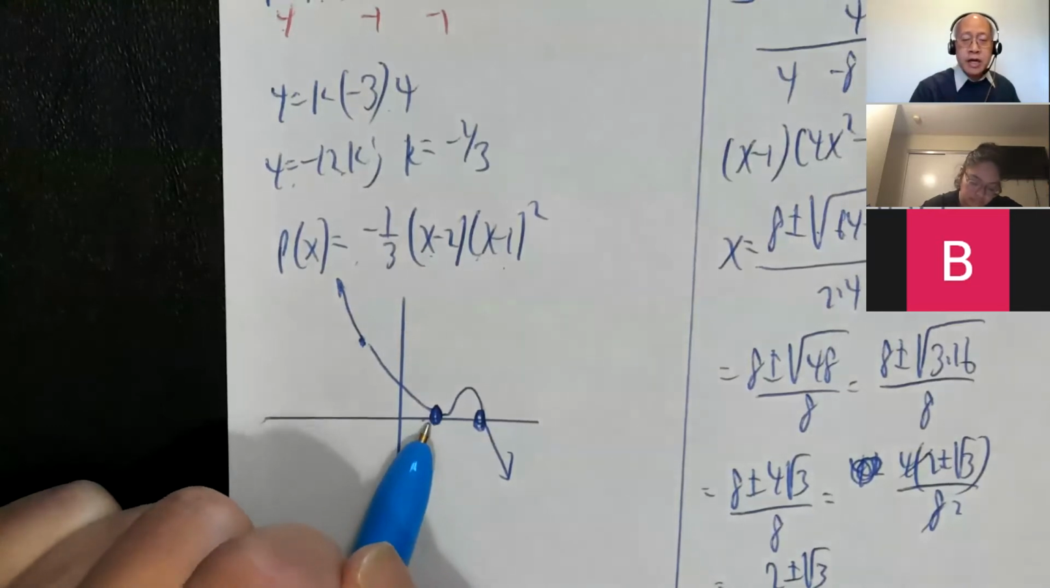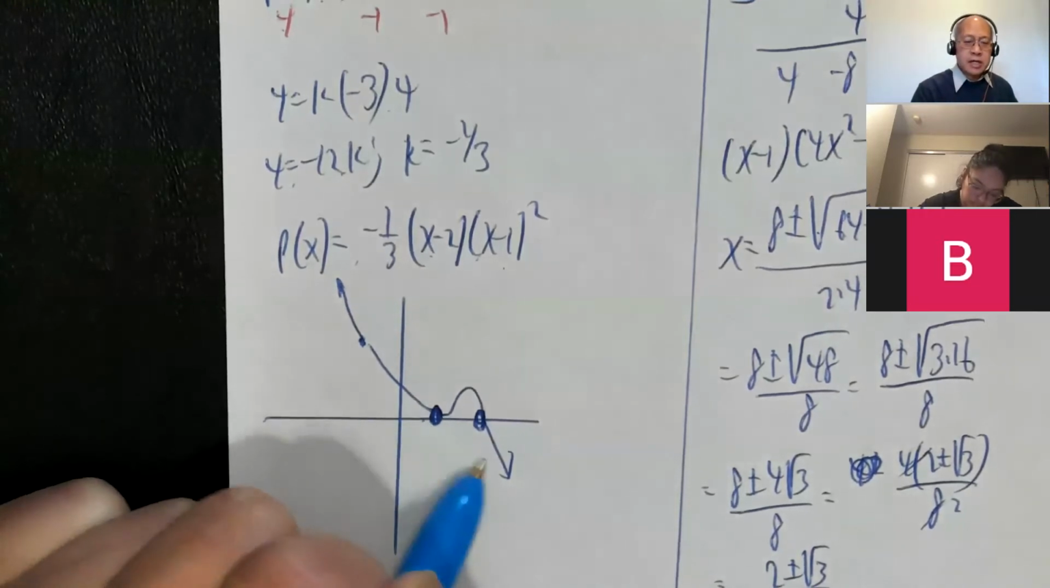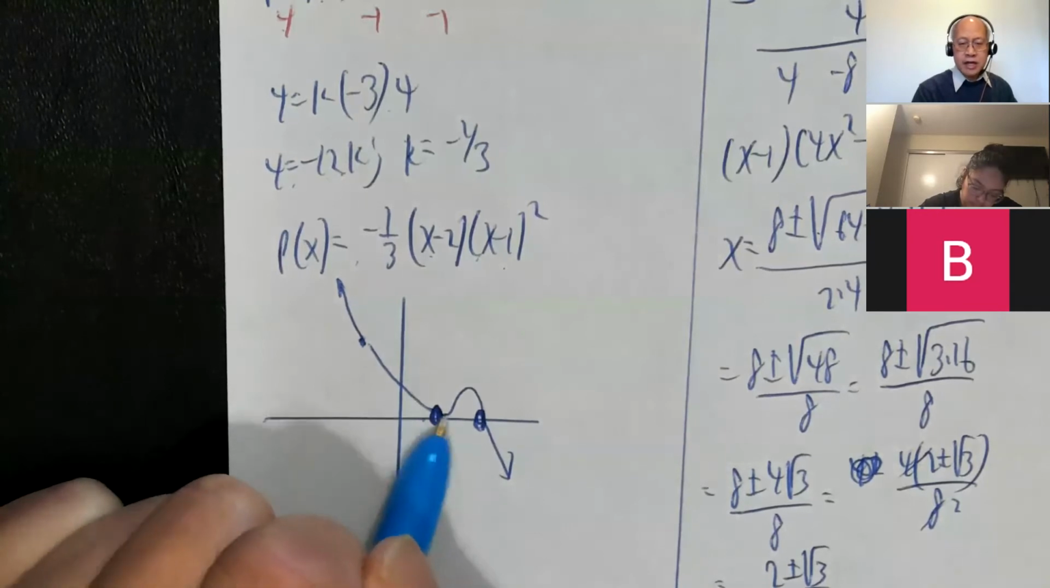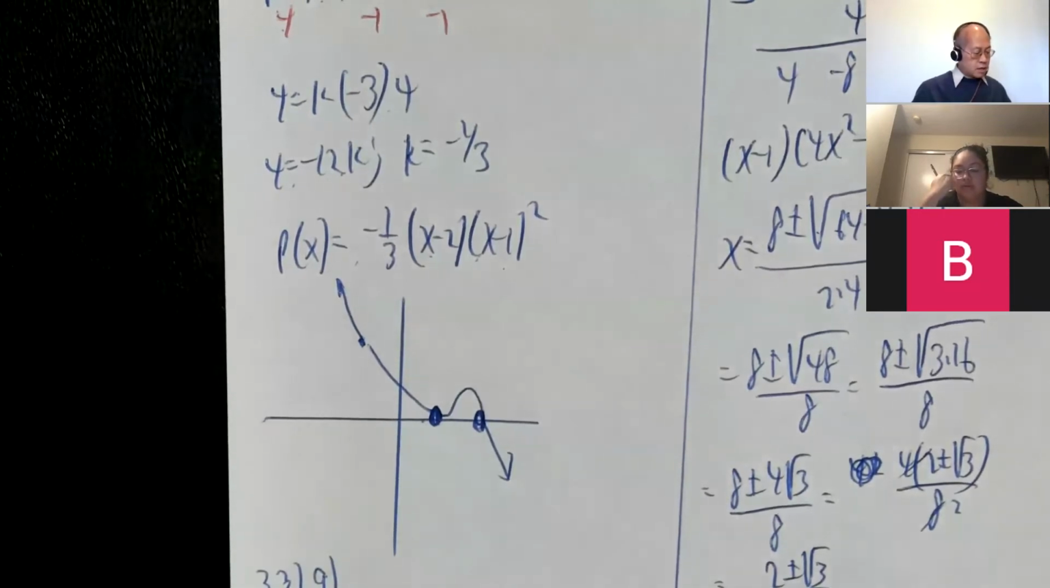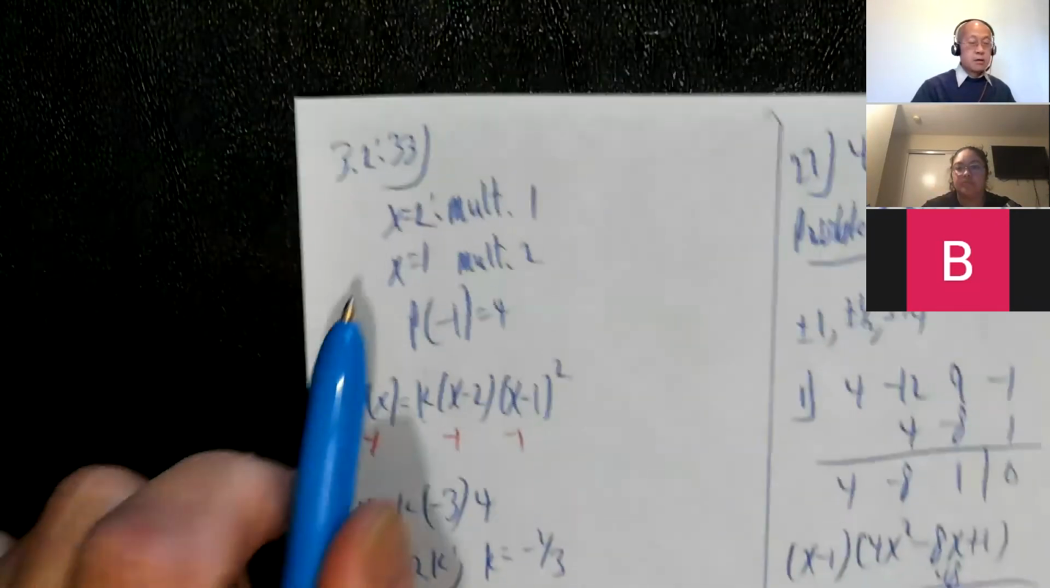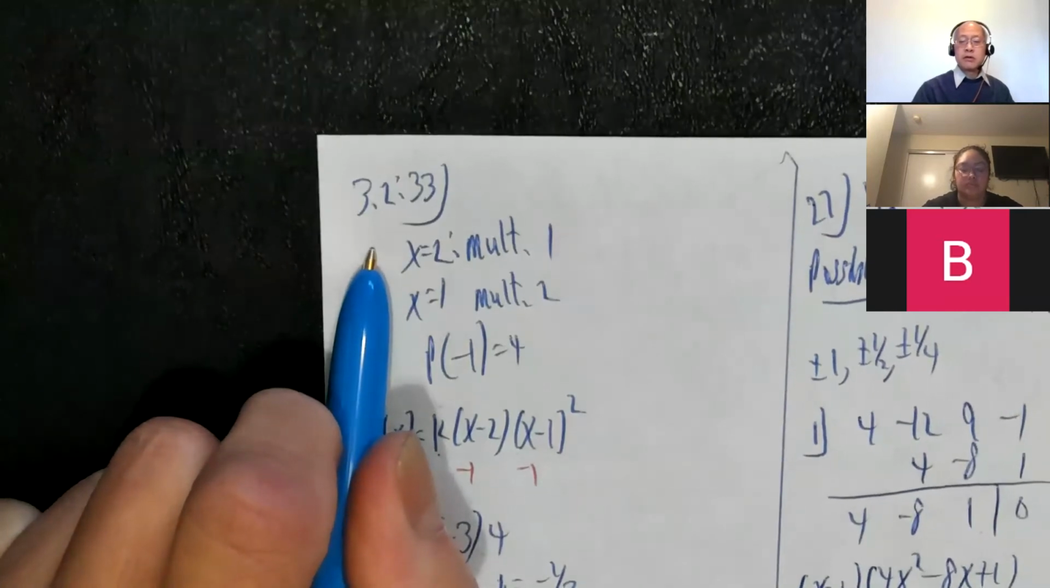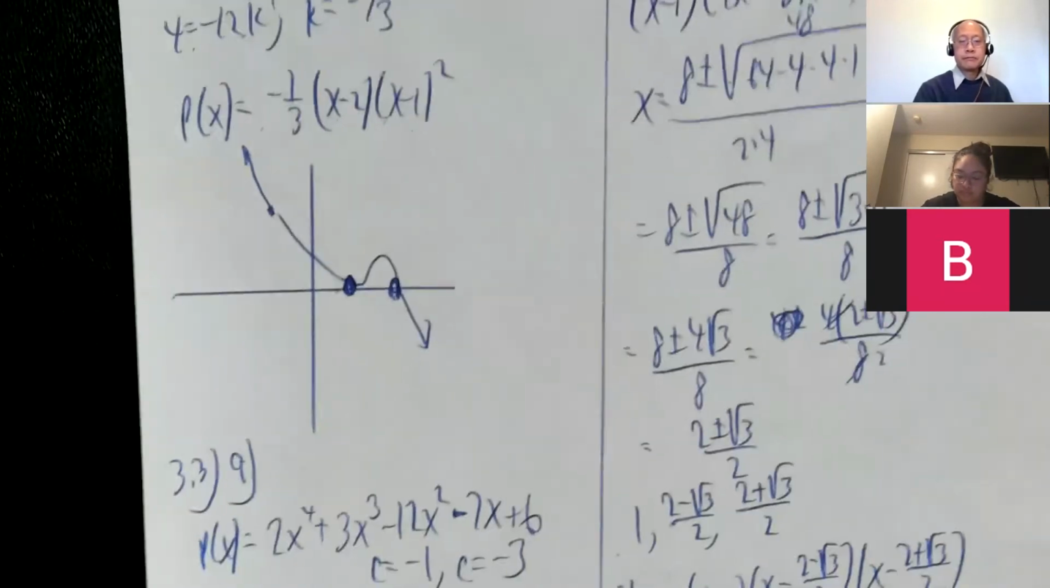And notice this one has a multiplicity of 2, so it does not have to cross the x-axis. In fact, it doesn't. So it goes down, comes back up, and then down, and then stays down after that. What number is this? 3.233. Okay, thank you.